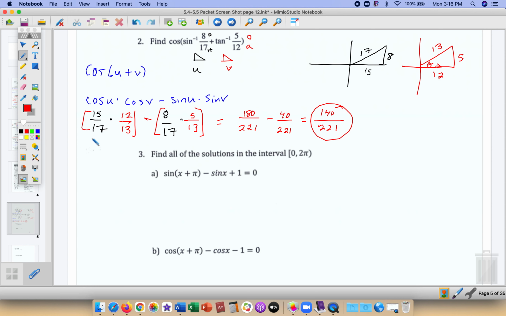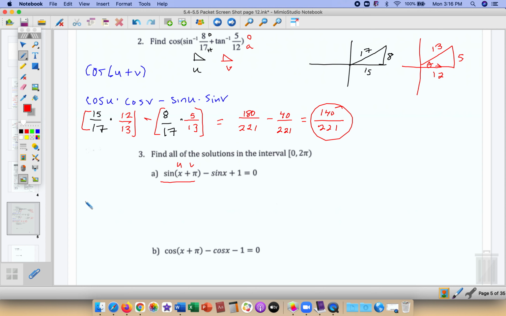Let's try the next one. So the next one's another solved problem. Now notice right in here, we have sine of u plus v. So I'm going to put a little u here and a v here. We're going to expand using our formula.